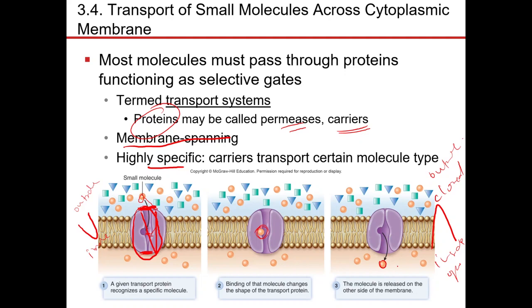This is a very clever way of making sure that only certain molecules enter the cell, because these protein channels are very specific to which type of molecules they allow into the cell. The molecule first has to bind to the protein channel, and that will cause a conformational change. The protein channel undergoes a change in shape that will then allow the small molecule to enter the cell.